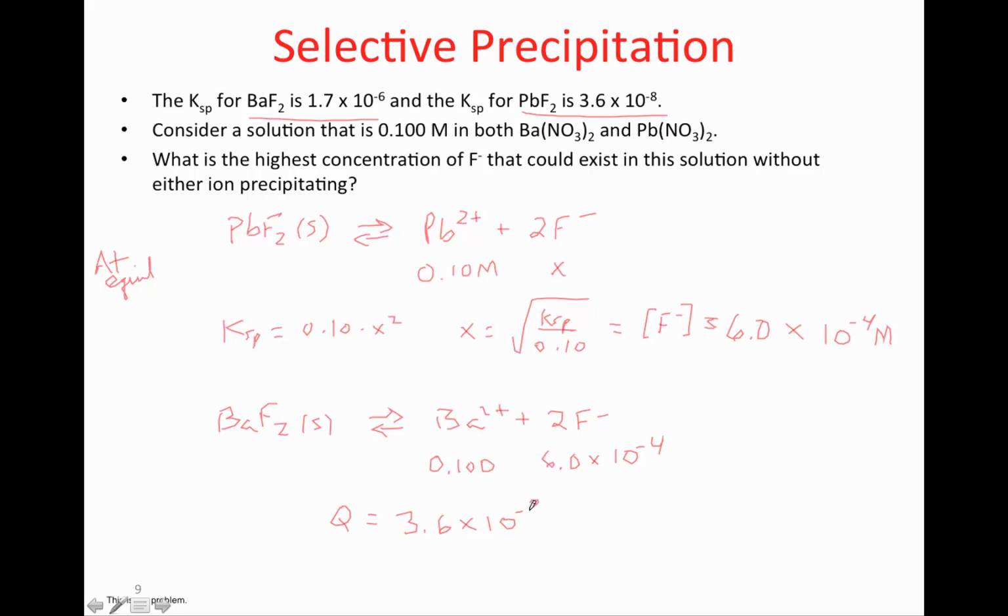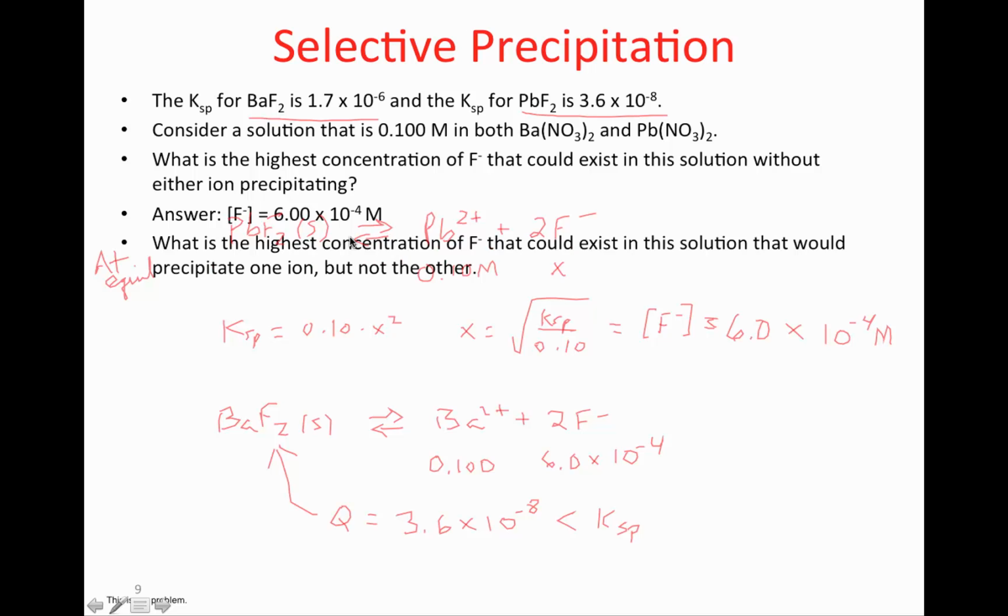And in fact, you look at this and you say, oh, what you really did is you just put in the equilibrium concentrations for this. But now my Q value here for this barium fluoride is this right here, which is certainly less than KSP for barium fluoride. And so what this tells me is that if anything, the reaction wants to go the other way to get to equilibrium. So no precipitate will form here. And so I really have answered the question. This is the highest concentration of the fluoride that can exist in solution without causing either of these species to precipitate out. And that is the answer right here.